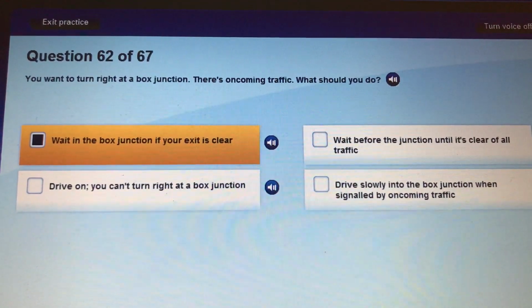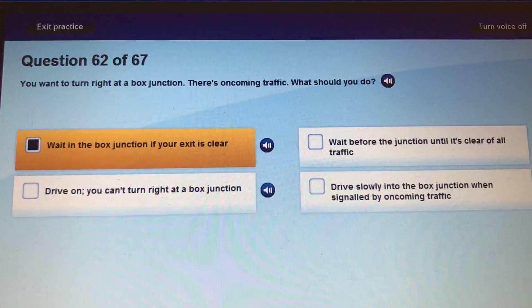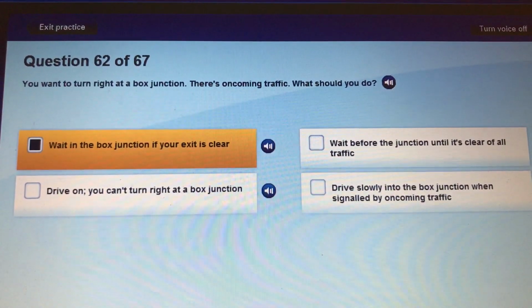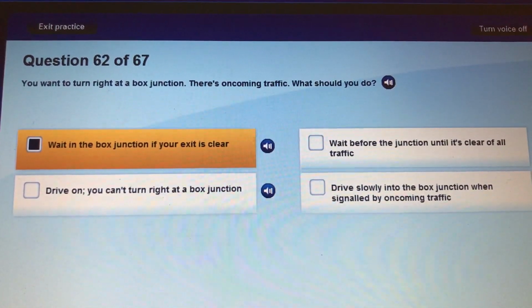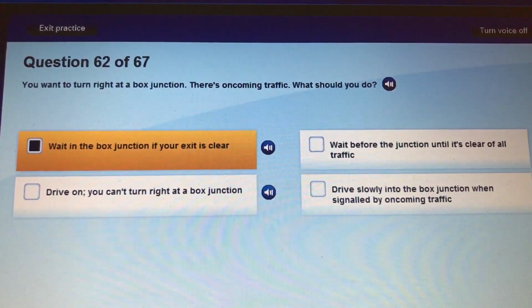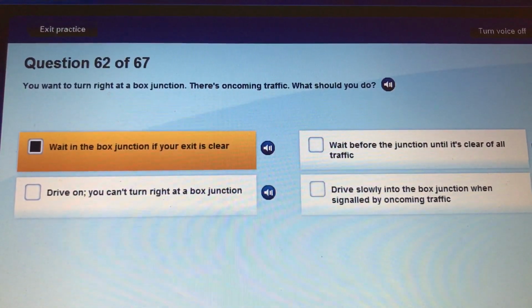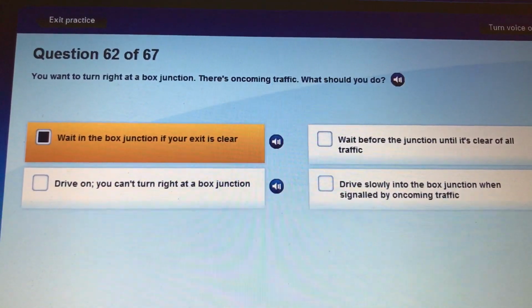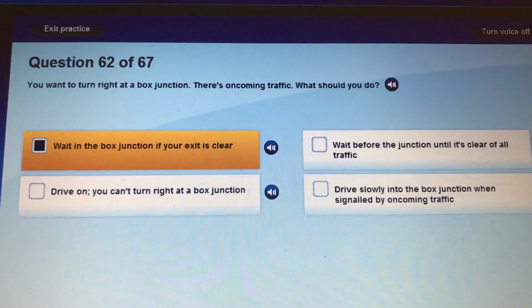You want to turn right at a box junction. There is oncoming traffic. What should you do? You have permission, you are allowed to wait in the box junction if your right exit is clear.